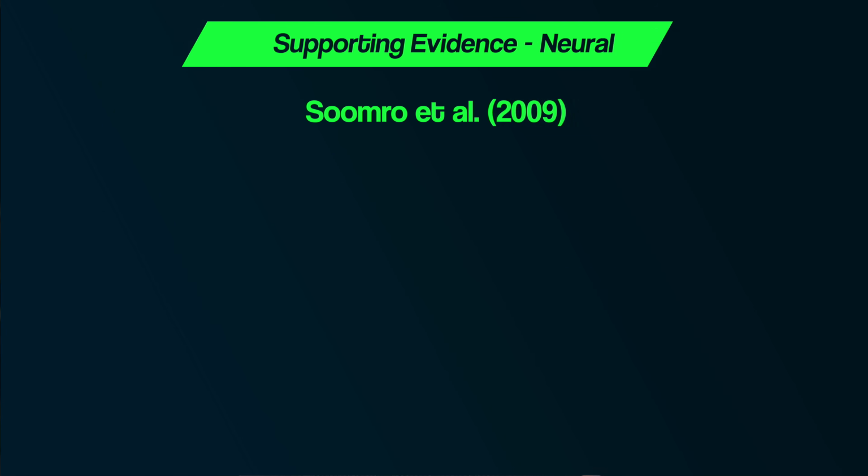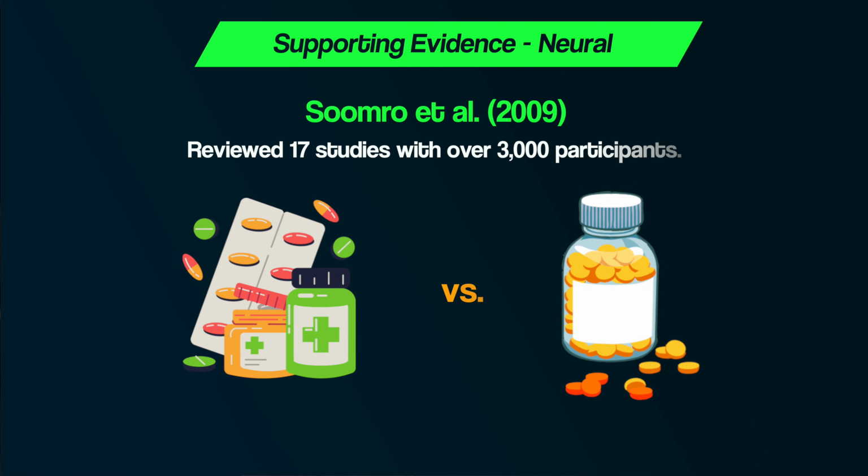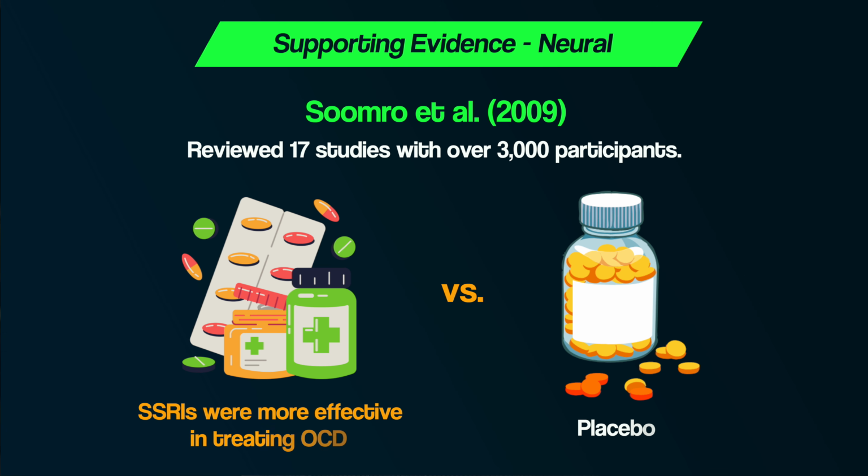Supporting evidence comes from Soomro et al. in 2009, who reviewed 17 studies with over 3,000 participants and found that SSRIs were more effective than placebos in reducing OCD symptoms within 6 to 13 weeks of treatment.